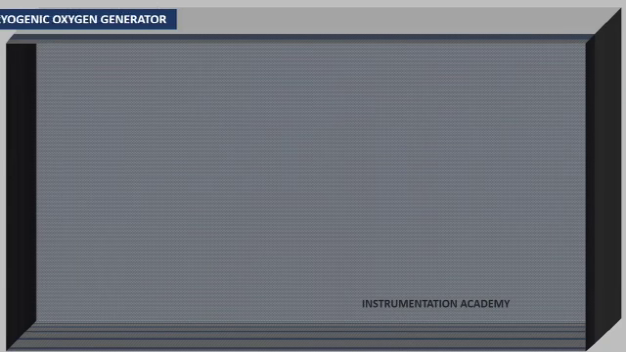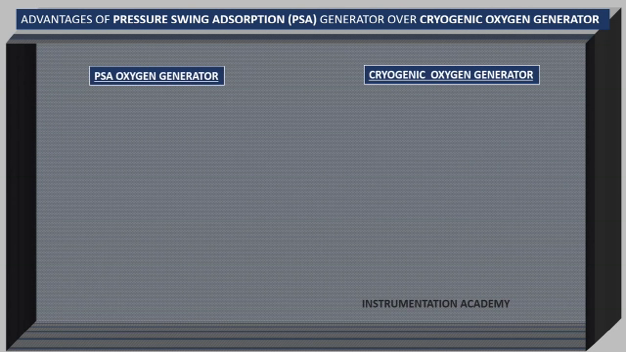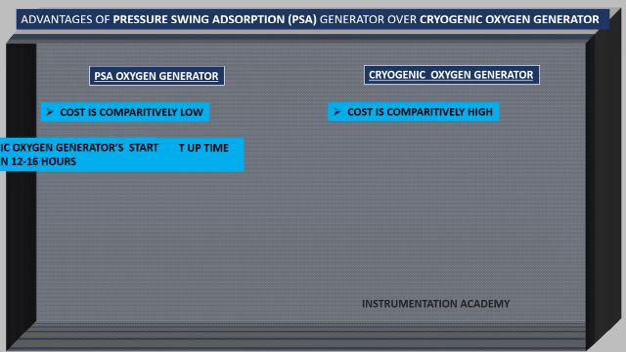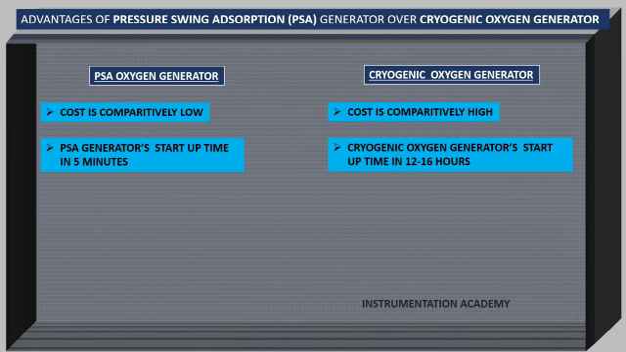Advantages of PSA oxygen generator over cryogenic oxygen plant. Investment cost of a PSA generator is less than half of that of an equivalent cryogenic oxygen plant. PSA oxygen generator's startup time is only 5 minutes. Therefore, depending on the oxygen demand, the generator can be switched on and off very conveniently. While cryogenic oxygen plant startup time is around 12 to 16 hours. So, a cryogenic oxygen plant cannot be switched on and off very frequently.